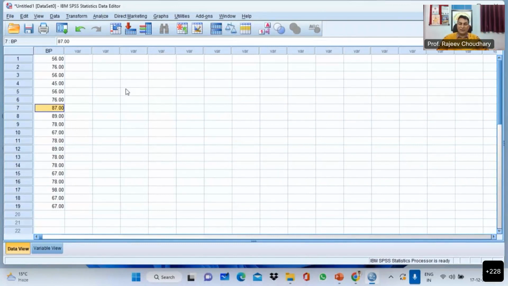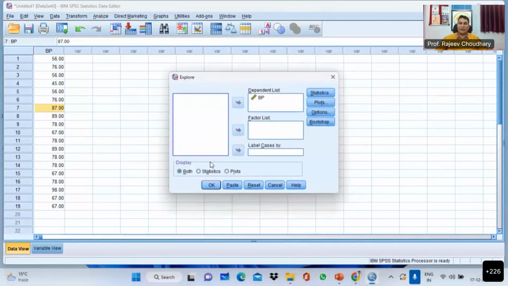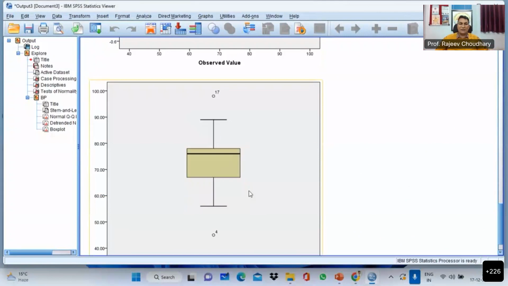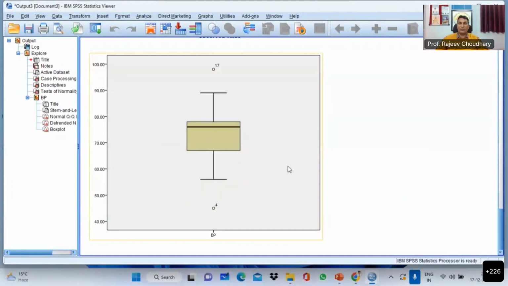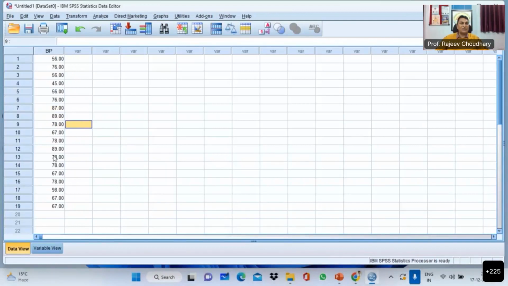Since we are eliminating the score during the screening of the data, now since I eliminated the score, we will not find any outliers. Again, I am repeating: Descriptive, Explore, and click on OK. See the box plot. Yes, one more, the 4th number also, 4th and 17th. These are also outliers. Yes, see, 17th, yes, 98. That is also considered an outlier, so we can eliminate it. Otherwise, we have to apply a non-parametric technique.